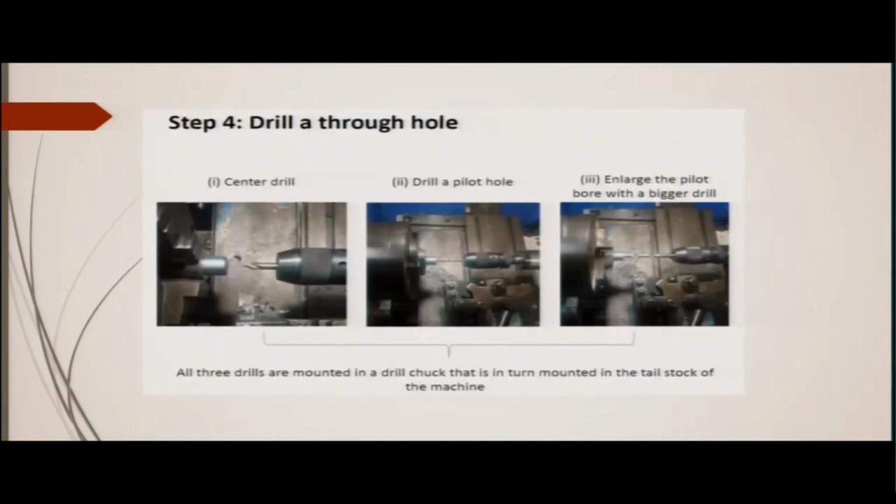Drill a through hole. First you have to have a center drill to mark the center, then you use the pilot hole, then you use the bigger drill for enlarging the pilot bore. This procedure, as a matter of fact, is exactly the same as the procedure I have already discussed in the case of the bevel gear cutting.